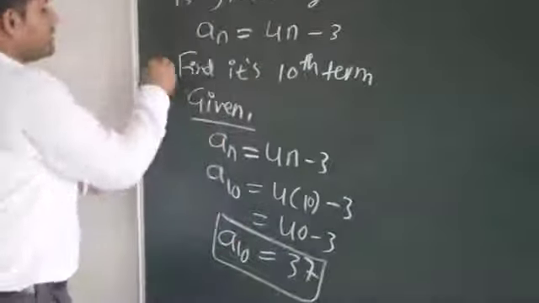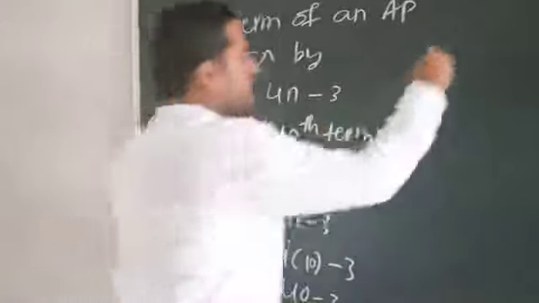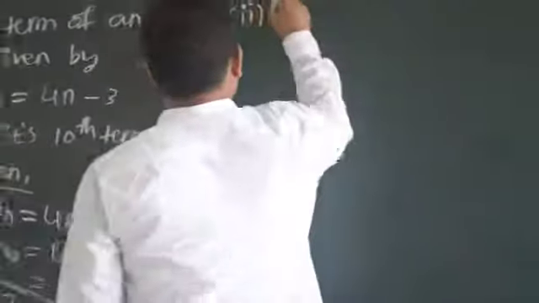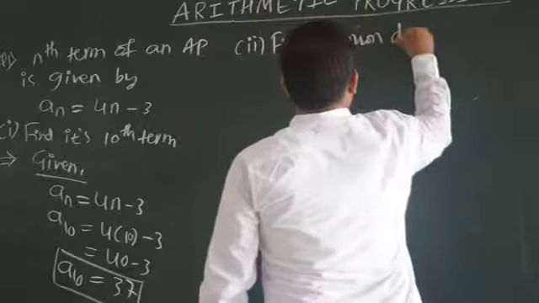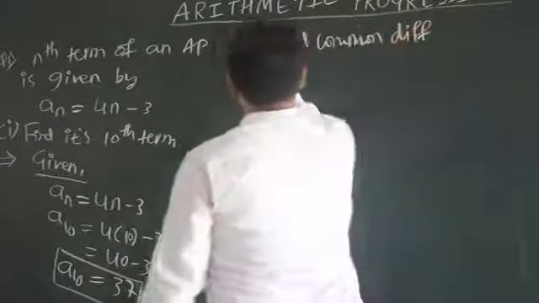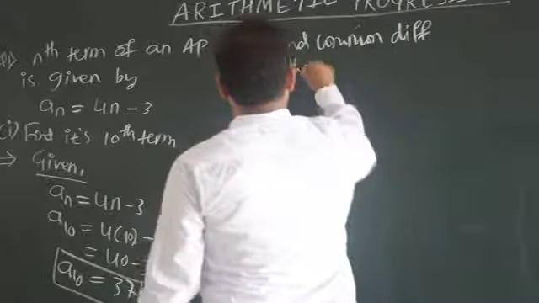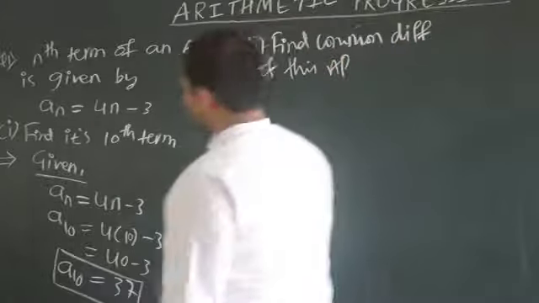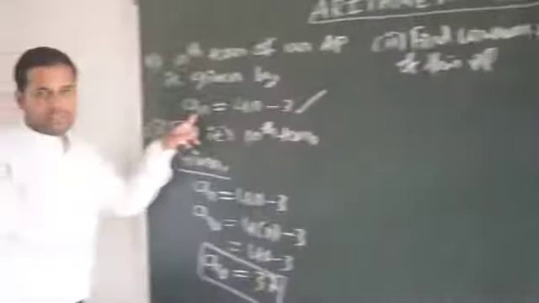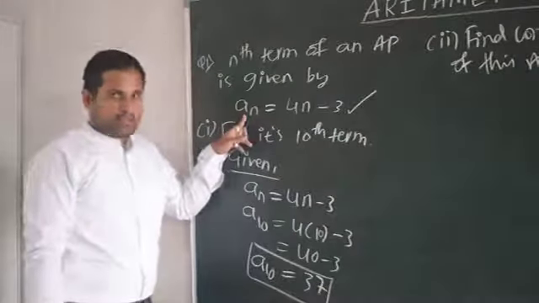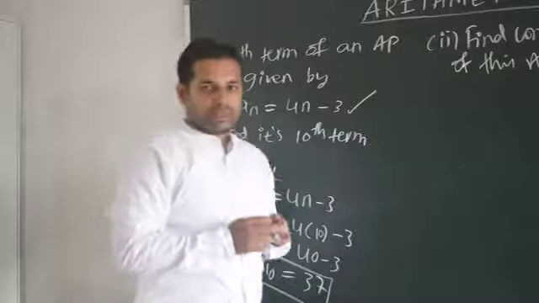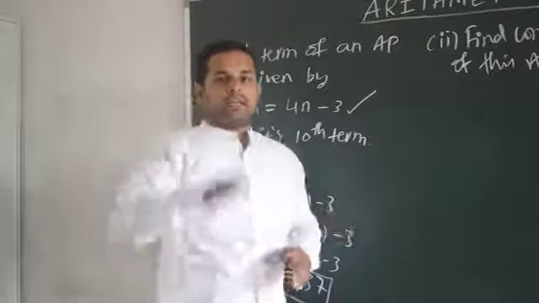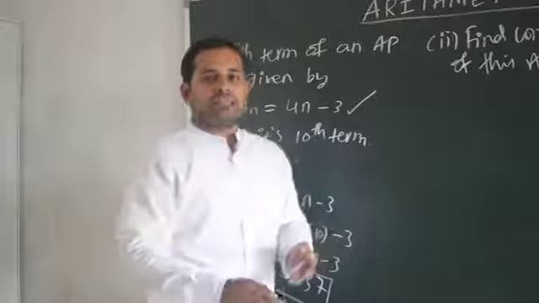Now, for the same question, this is the first one. The second question they are asking you: find the common difference of this AP. This AP means the nth term they have given like this. Now they are asking you the common difference. Common difference means you need two terms, right? You need the first term and second term, or second term and third term, or 10th term and 11th term.